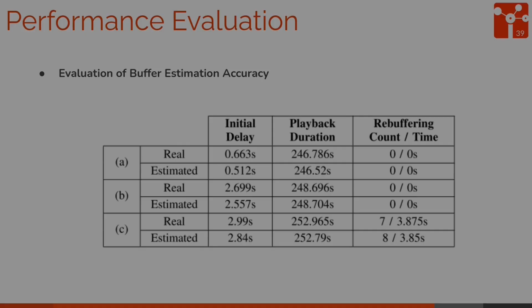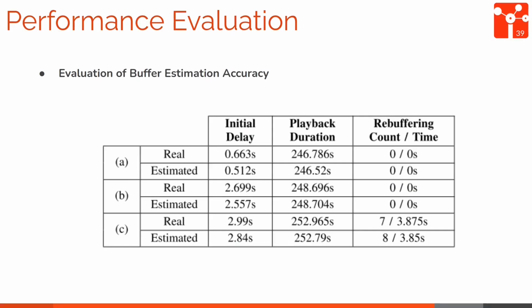And this is the table of results for the initial delay, playback duration, and rebuffering number and duration. We can see the results for each of the three scenarios, A, B, and C, which are the three network scenarios, where the estimated value is very close to the real value for the given metrics: initial delay, playback duration, and rebuffering events.